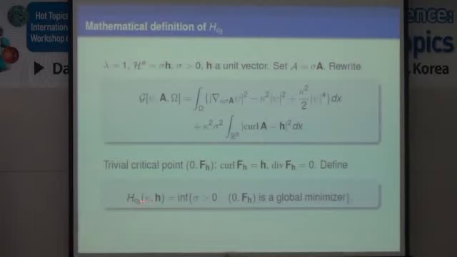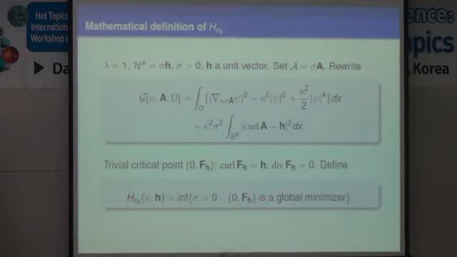It is the smallest sigma such that the normal state loses stability. The normal state is no longer the global minimizer. In other words, the trivial solution becomes not a global minimizer. So this is the mathematical definition of Hc3.